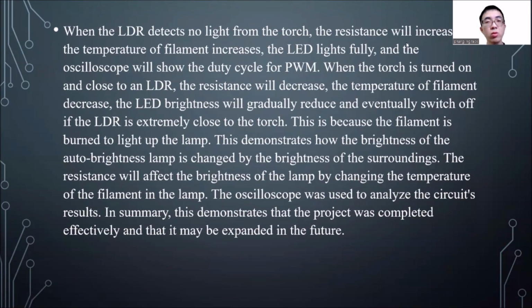When the LDR detects no light from the torch, the resistance will increase and the temperature of the filament increases. The LED lights fully and the oscilloscope will show the duty cycle for PWM. When the torch is turned on and close to the LDR, the resistance will decrease and the temperature of the filament decreases. The lamp brightness will gradually reduce and switch off if the LDR is extremely close to the torch. This demonstrates how the brightness of the outdoor brightness lamp is changed by the brightness of the surroundings. The resistance will affect the brightness of the lamp by changing the temperature of the filament in the lamp.